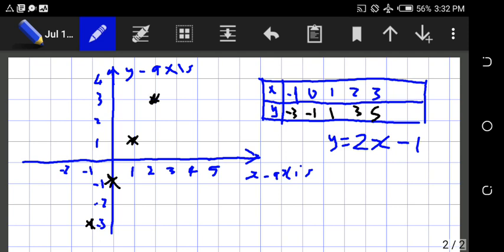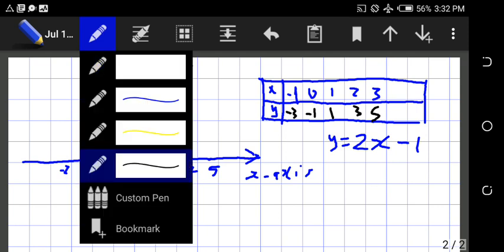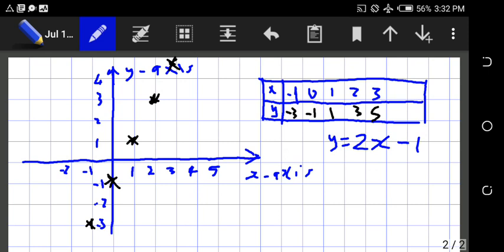And when x is 3, that is here. Y is 5. Okay, that would be somewhere up above here. Now let's try to join these points. Let's draw a straight line to join these points. When you use a ruler to draw it, you would get a straight line.